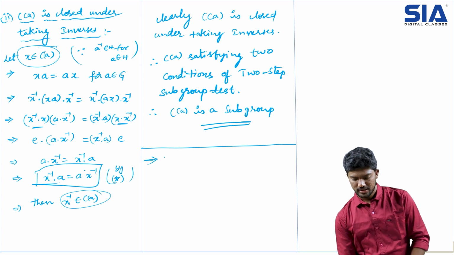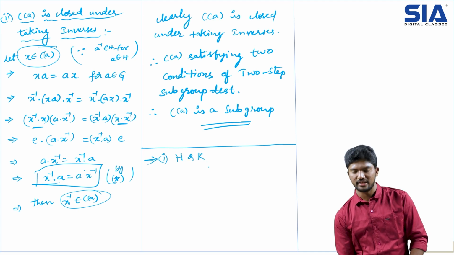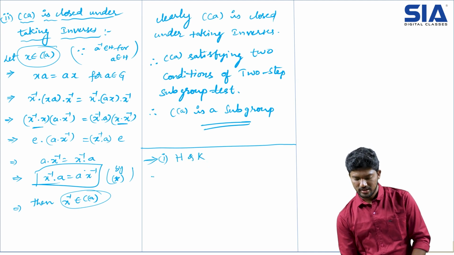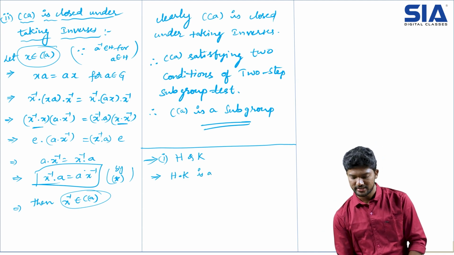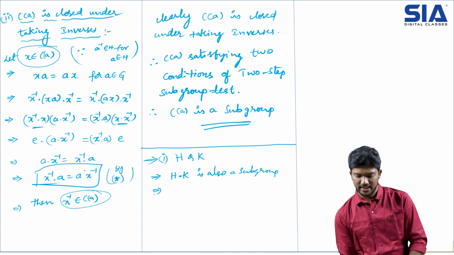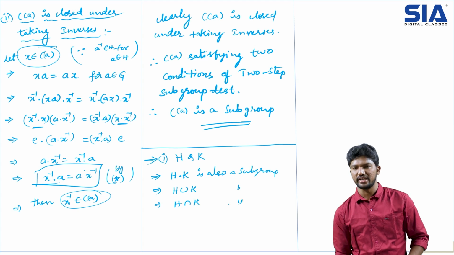The first question is, they will give two subgroups. H is one subgroup and K is another subgroup. They will ask you to prove that their product H into K is also a subgroup. The second condition is that their union H union K is also a subgroup. And the third one is that H intersection K is also a subgroup.